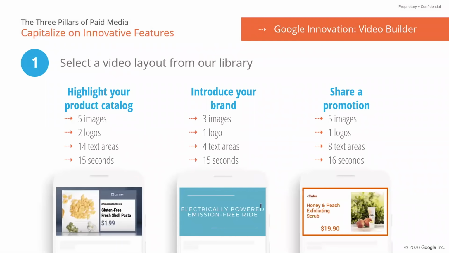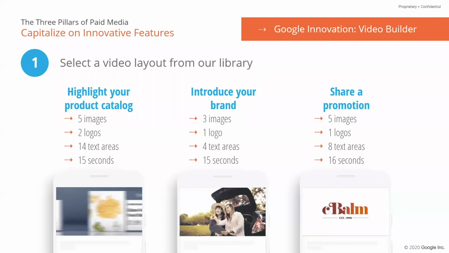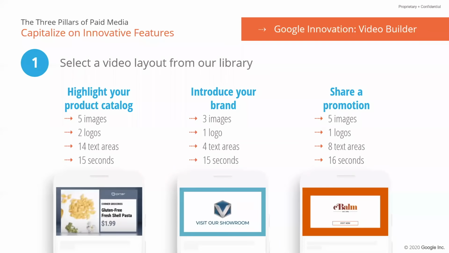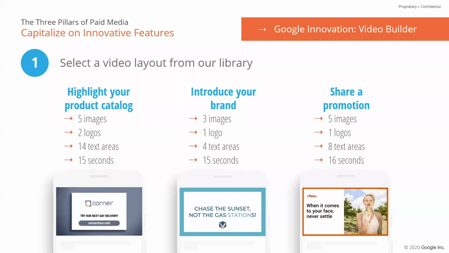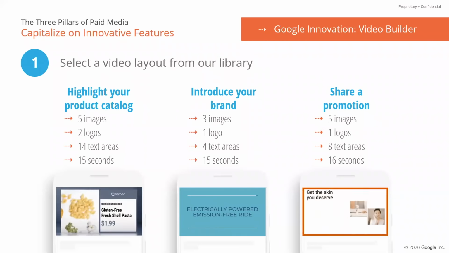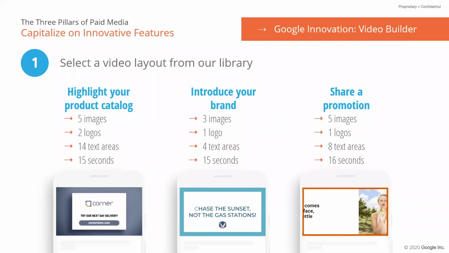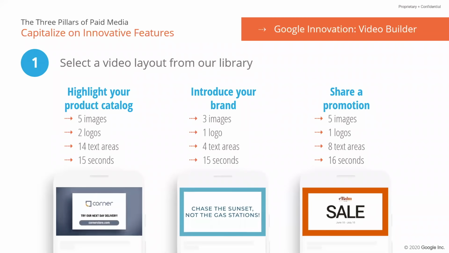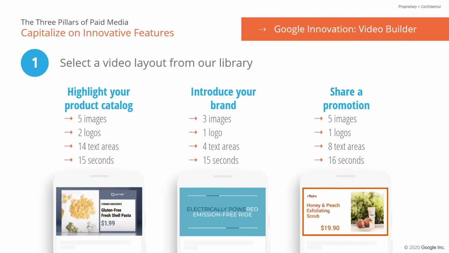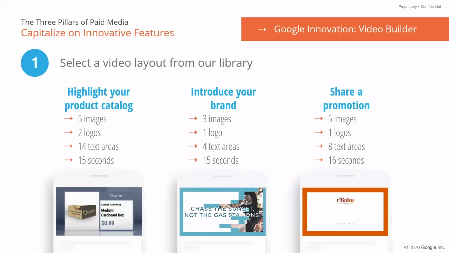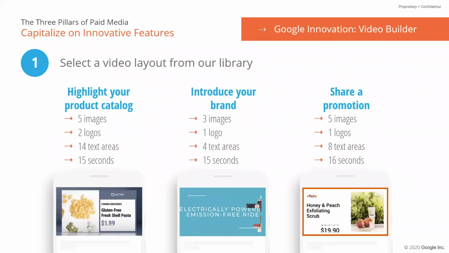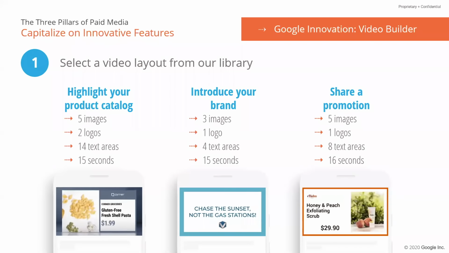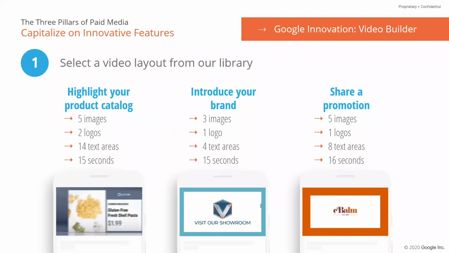So in terms of selecting the video layout from our library, that's going to be determined by what your marketing objective is for the ad. So whether it's highlighting your product catalog, so maybe for an e-commerce brand, introducing your brand, or sharing a promotion, we have special video formats tailored exactly for that marketing objective. So figure that out and select your video format. And then step 2 is going to be adding in the assets. You want to go to the next slide?